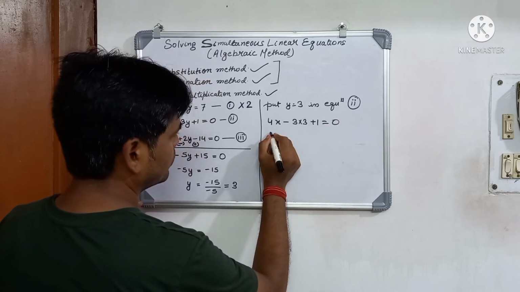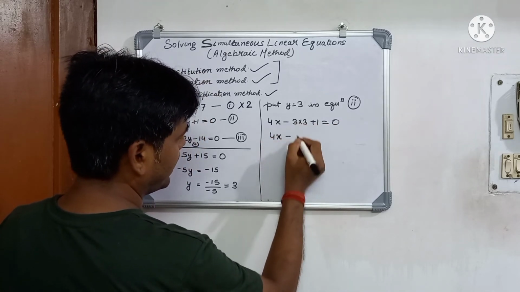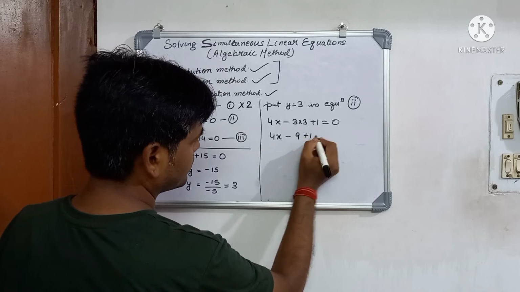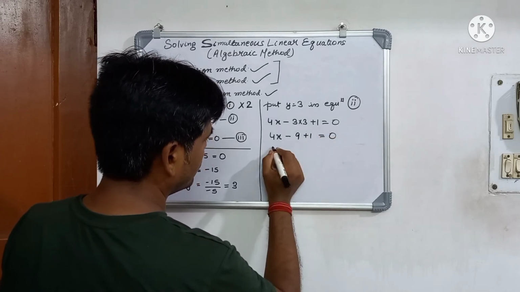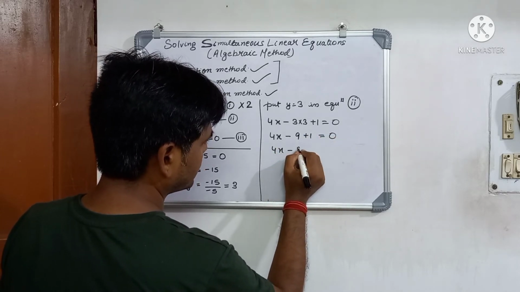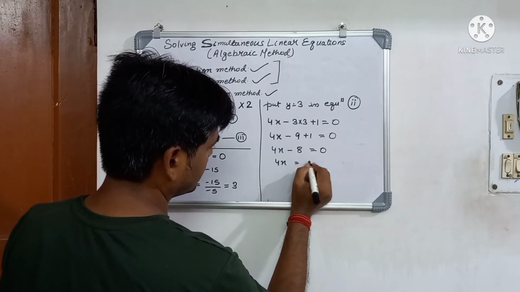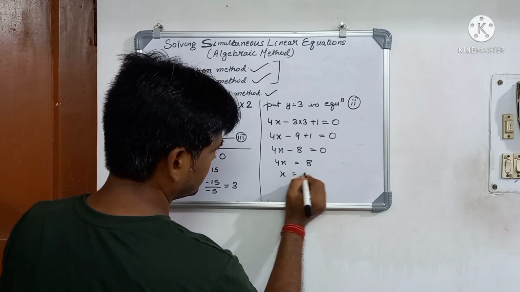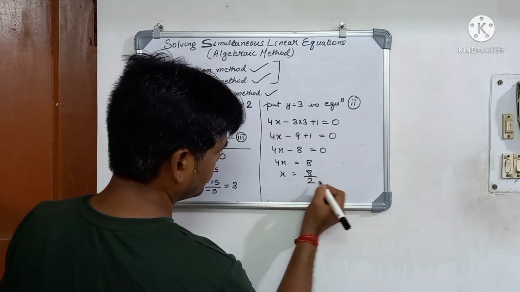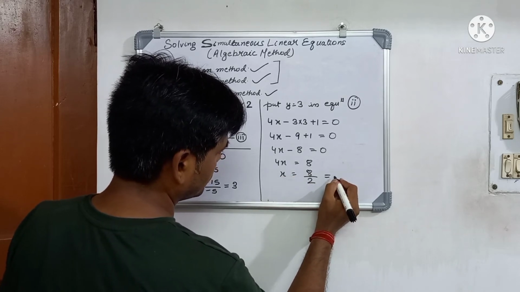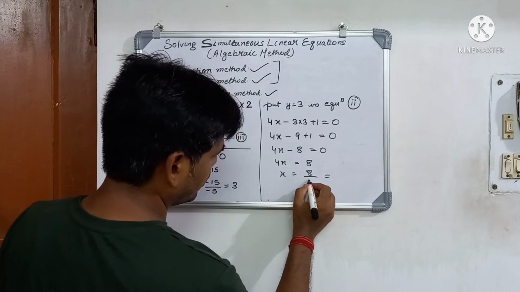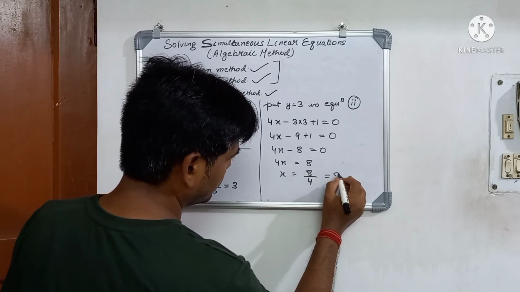So after putting the value, let's say 4x minus 3 into 3 plus 1 is equal to 0. So 4x minus 9 plus 1 will be equal to 0. 4x minus 8 will be equal to 0. 4x is equal to 8. x is equal to 8 by 4, that is equal to 2.